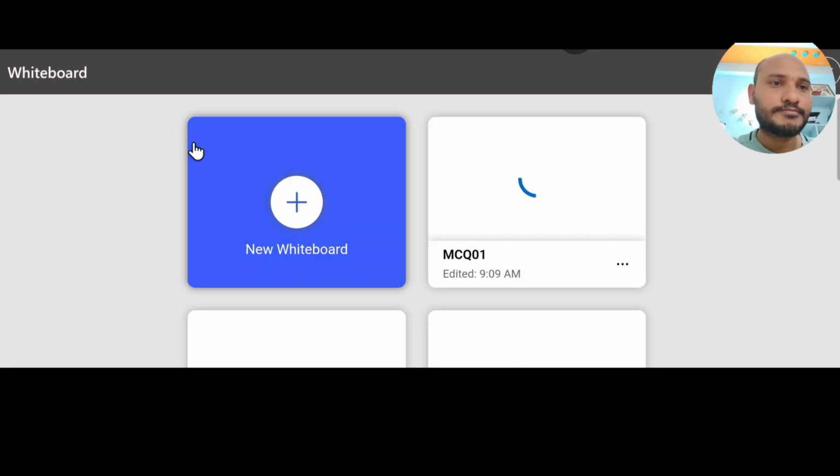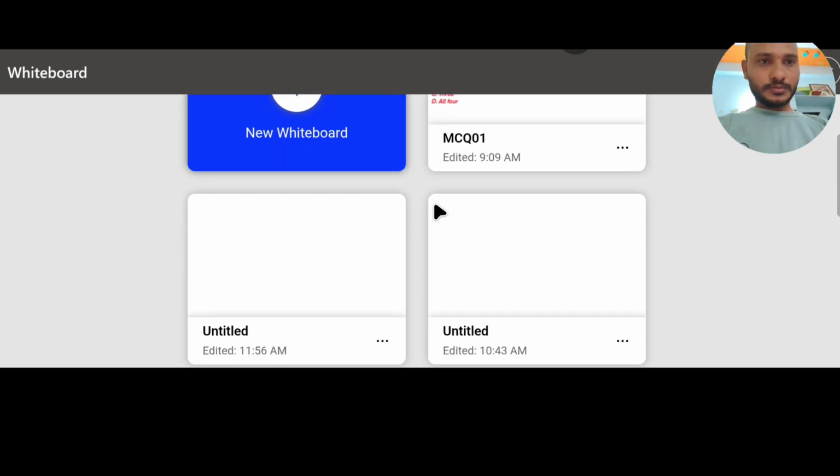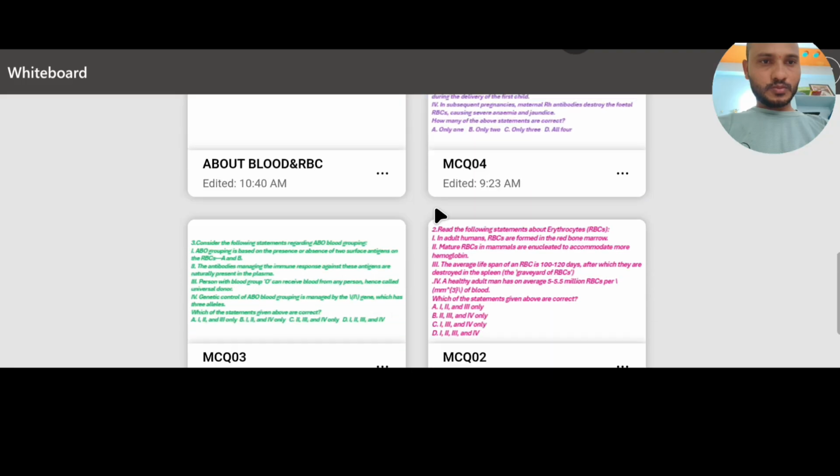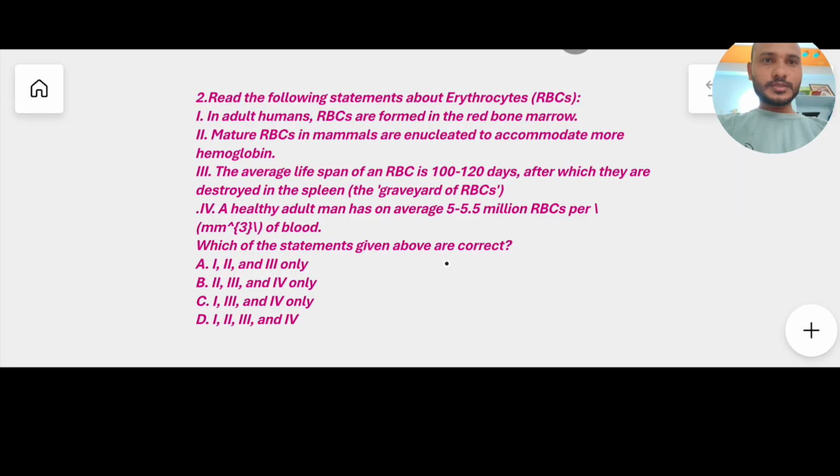Second MCQ: Read the following statement about erythrocytes, meaning RBC. Here also there are four options, 1, 2, 3, 4. Read these four options and say which of the statements given above are correct.